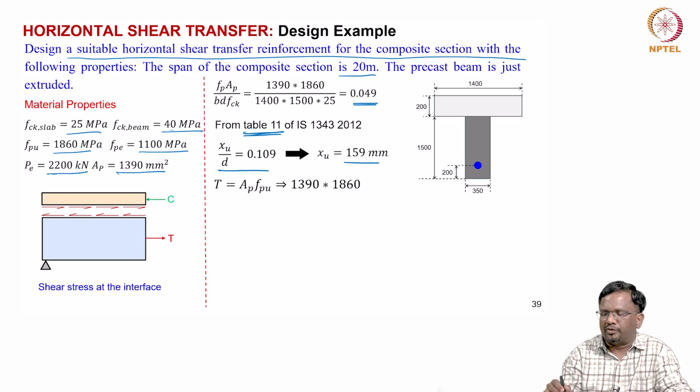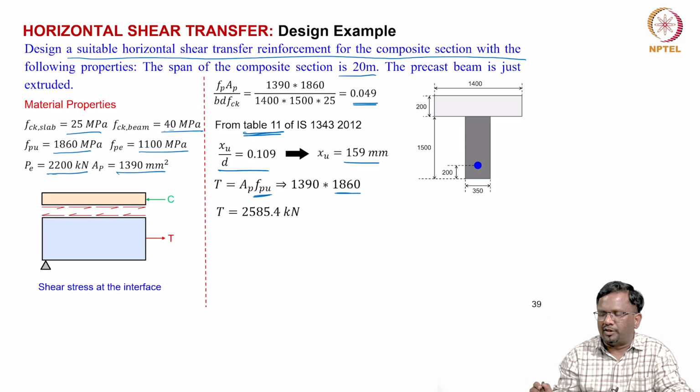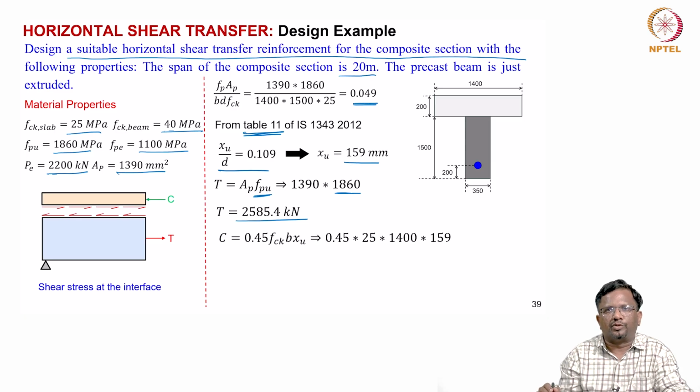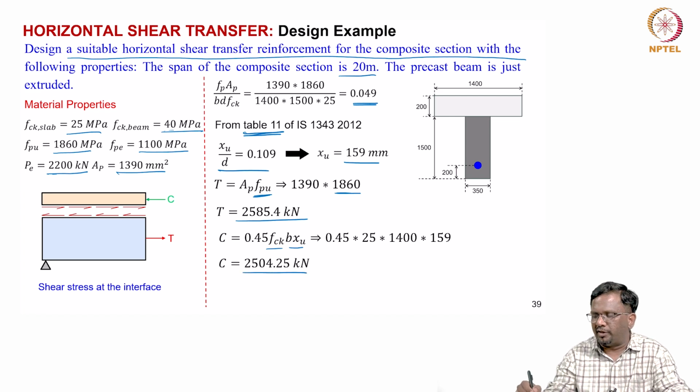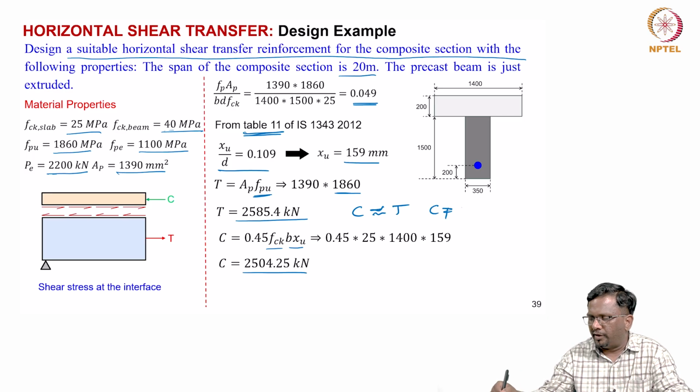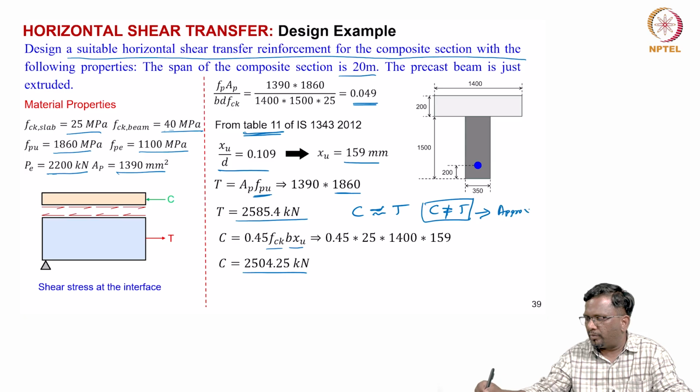So, the tension force, once you do XU by D, I can calculate my stresses as well, which works out to be 1860. My tension force is AP into FPU, which is working out to be 2585.4 kilonewton, and compression force is 0.446 FCK into B into XU. XU we have calculated, which if you substitute that, you get compression force of 2500. Because it is an approximate method, that is the reason C is only approximately equal to tension. It is not exactly equal to tension. Okay. So, because this is coming from an approximate method, that is the reason.